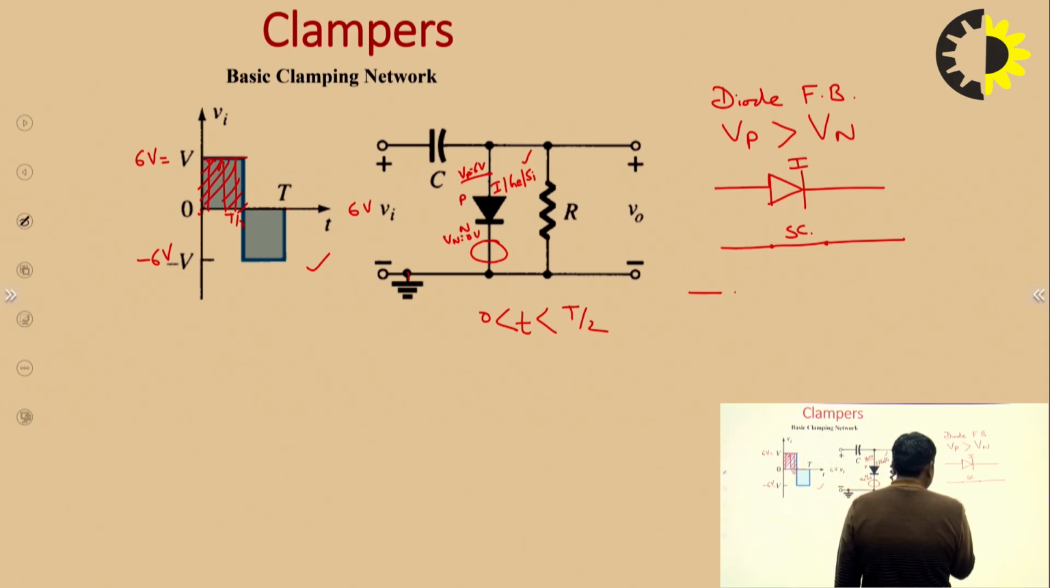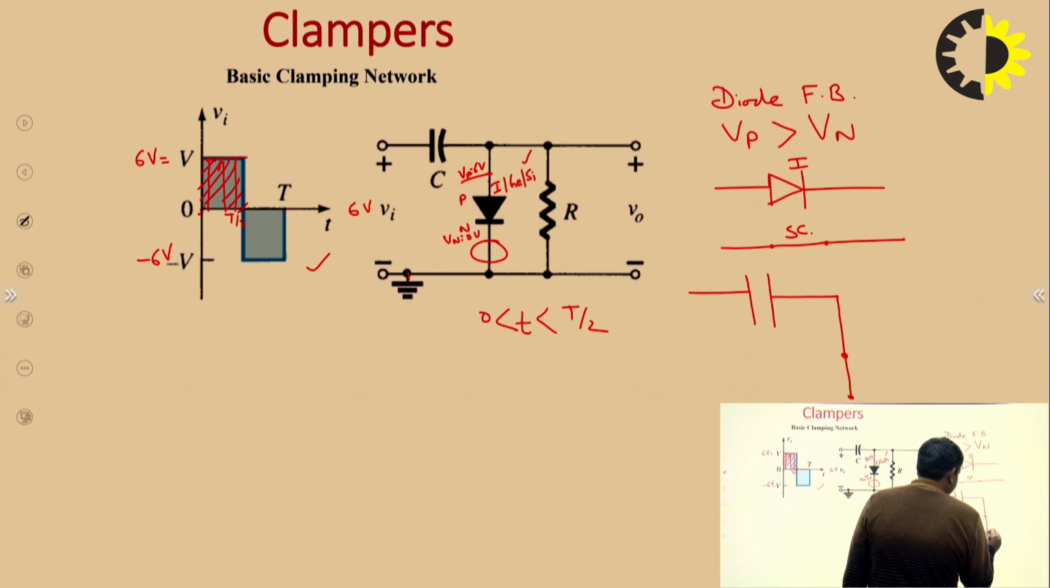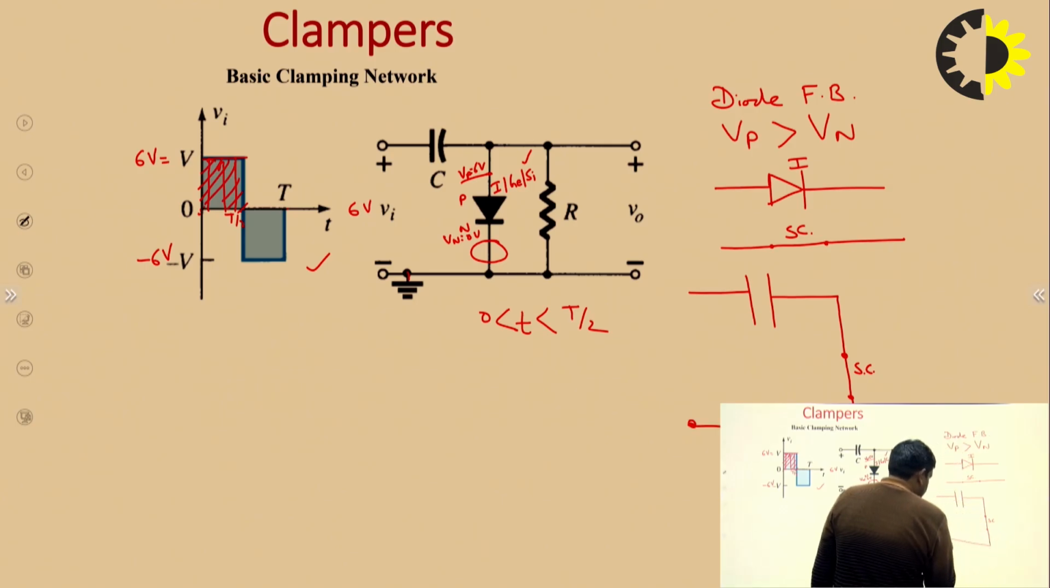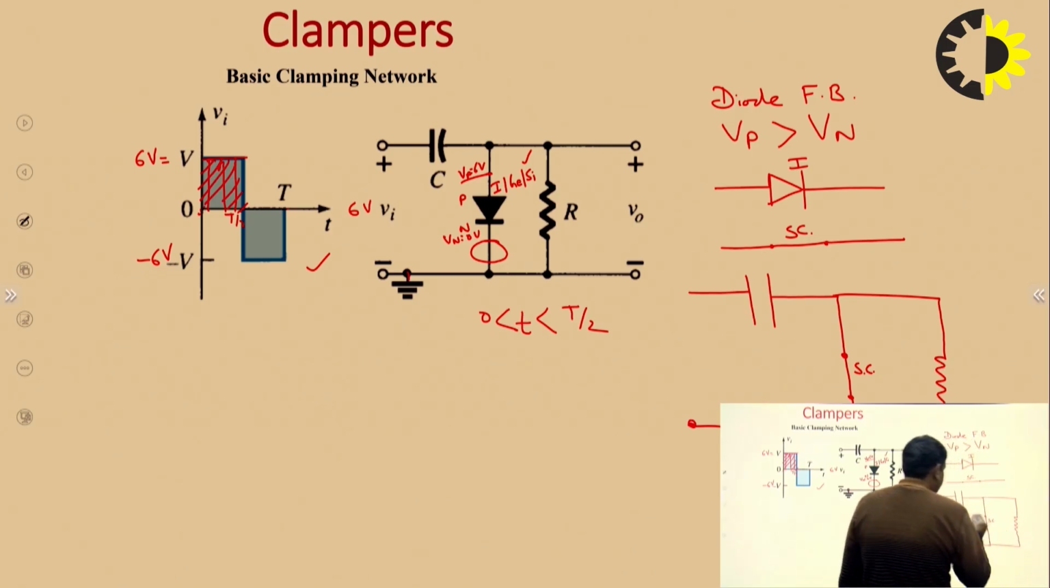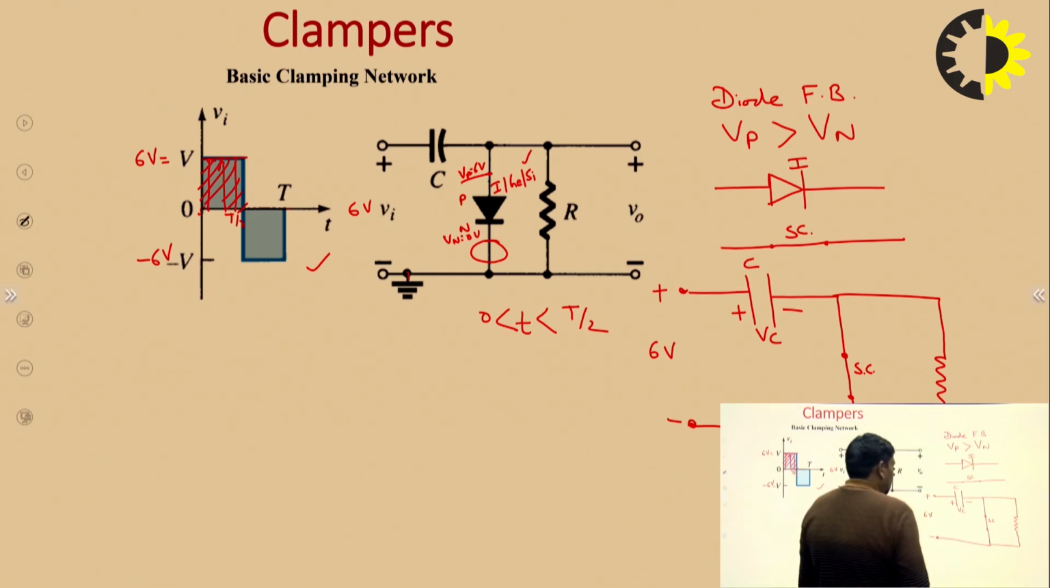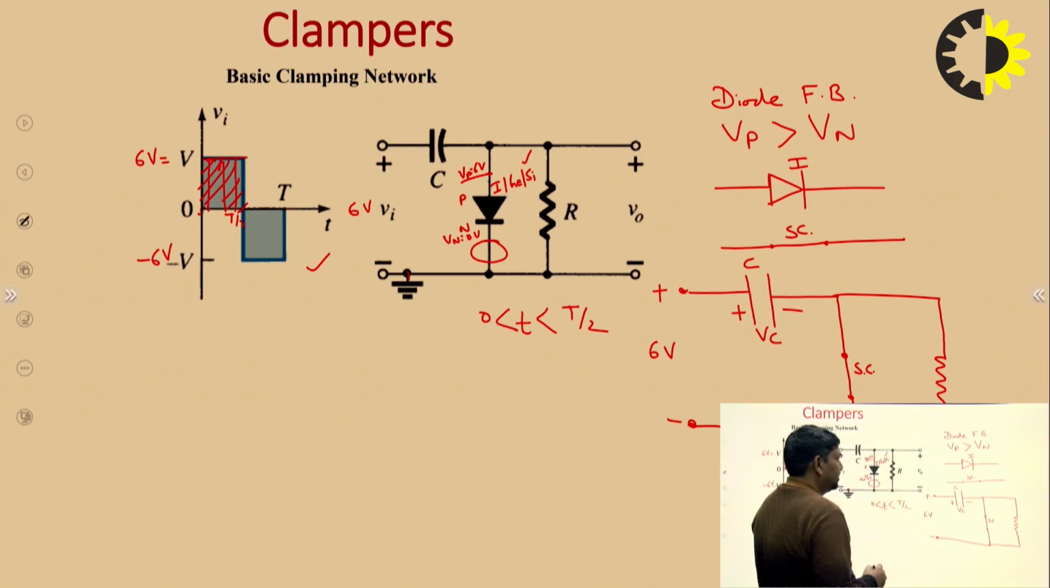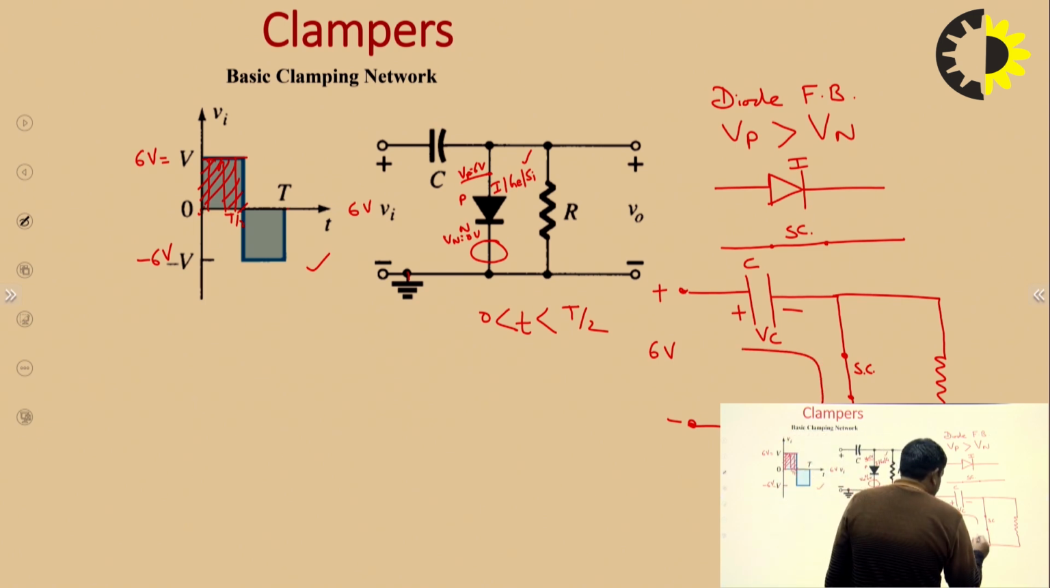So the new circuit is given here. In the first half cycle the diode is forward biased, and the diode acts as a short circuit. This circuit is replicated here when we apply plus or minus 6 volt. So the capacitor C is charged here, having a plus or minus Vc voltage. To find how much voltage appears at that capacitor, we apply KVL in that particular loop.